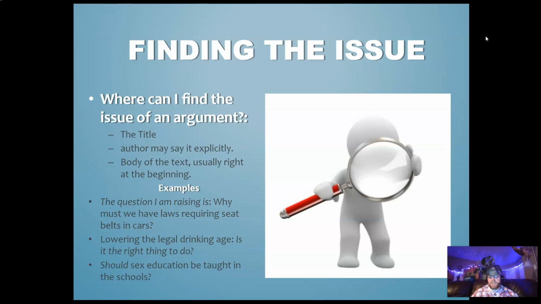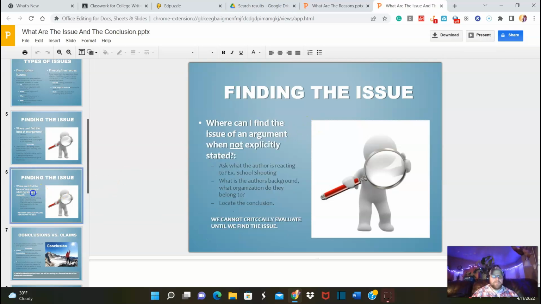An author may just say it explicitly. Okay, the question that I'm about to respond to, that might be in the introduction. It could be in the body of the text, and again, usually right at the beginning. Examples that you might see of this: the question I'm raising is, why must we have laws requiring seatbelts in cars? Lowering the legal drinking age, is it the right thing to do? Should sex education be taught in schools? Those are all things that you might see just listed in layman's terms that way.